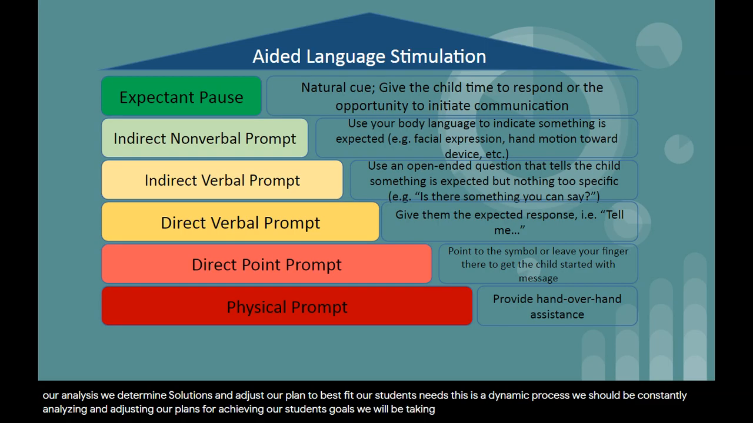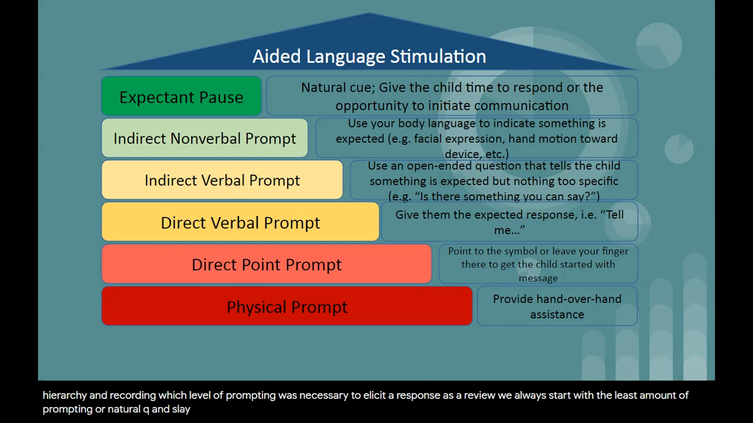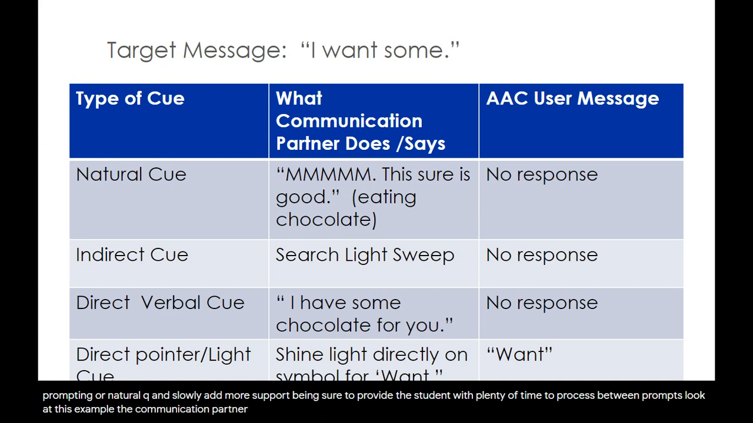We will be taking data while implementing our least to most prompting hierarchy and recording which level of prompting was necessary to elicit a response. As a review, we always start with the least amount of prompting, or natural cue, and slowly add more support, being sure to provide the student with plenty of time to process between prompts. Look at this example. The communication partner is targeting "want" from the student. They move through the chain of cues, increasing the support one level at a time until the response is received from the student. This would be one data point and would be recorded on the data sheet.